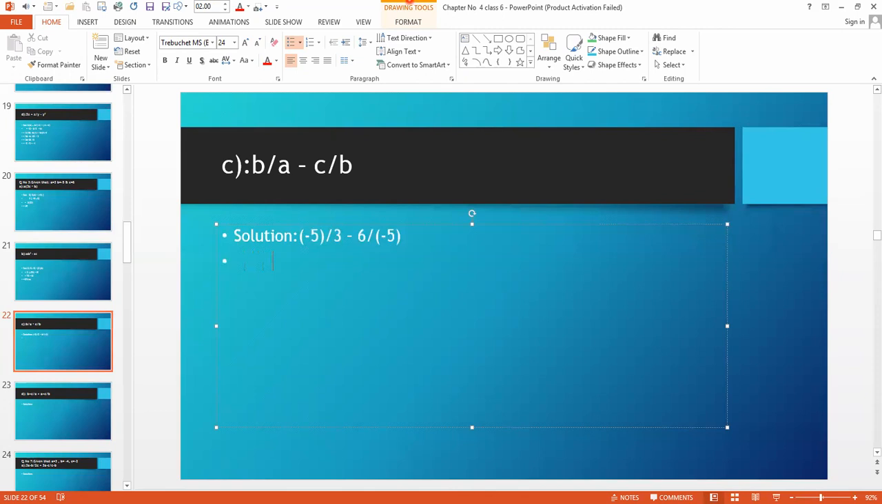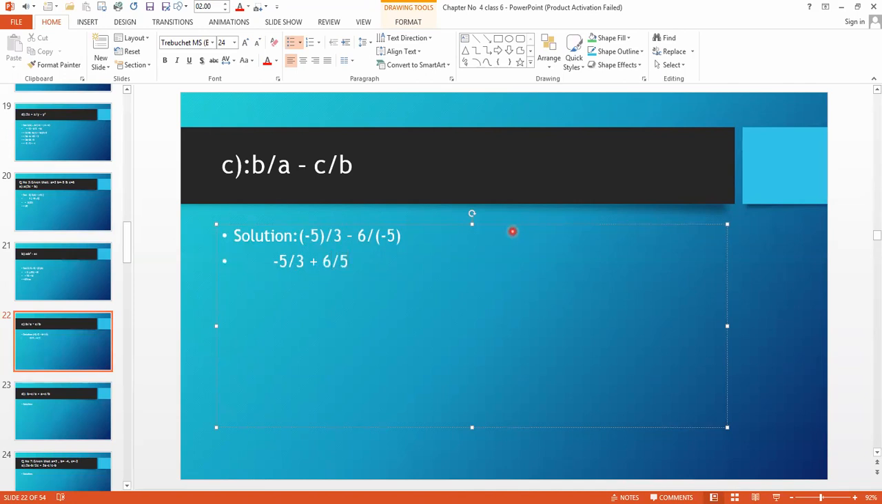Here, we have to solve it. They have written minus 5 by 3. And again I have to write minus. Now without the bracket, I have to write it here, minus 5 by 3. Look here. This one is a minus sign, this one is a minus sign. So minus into minus becomes plus. So it becomes plus, and the value is 6 by 5.